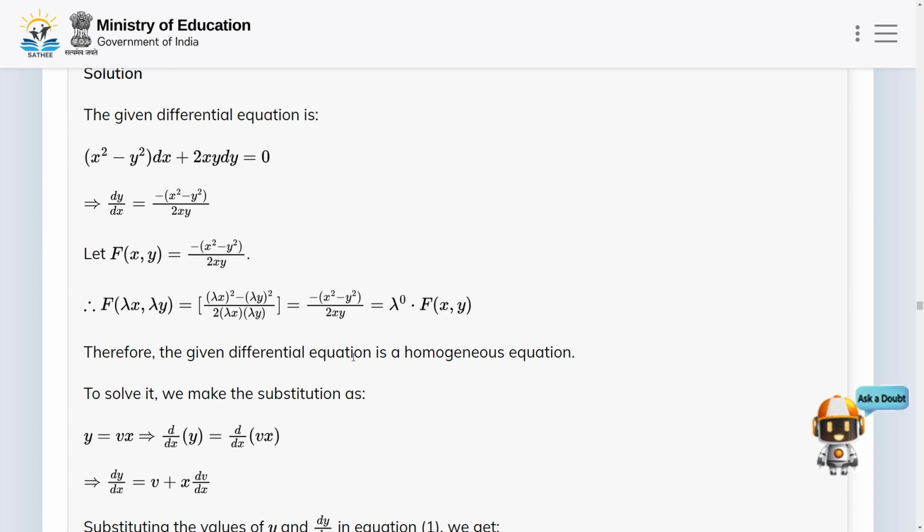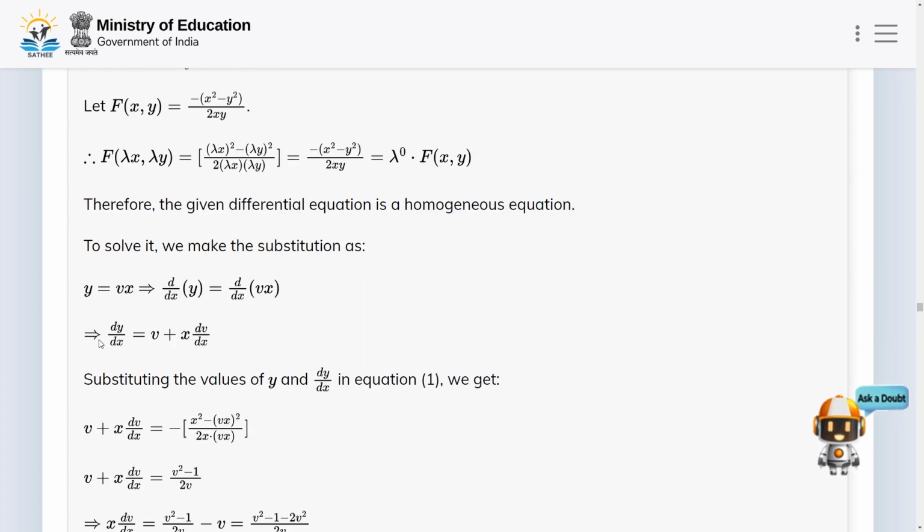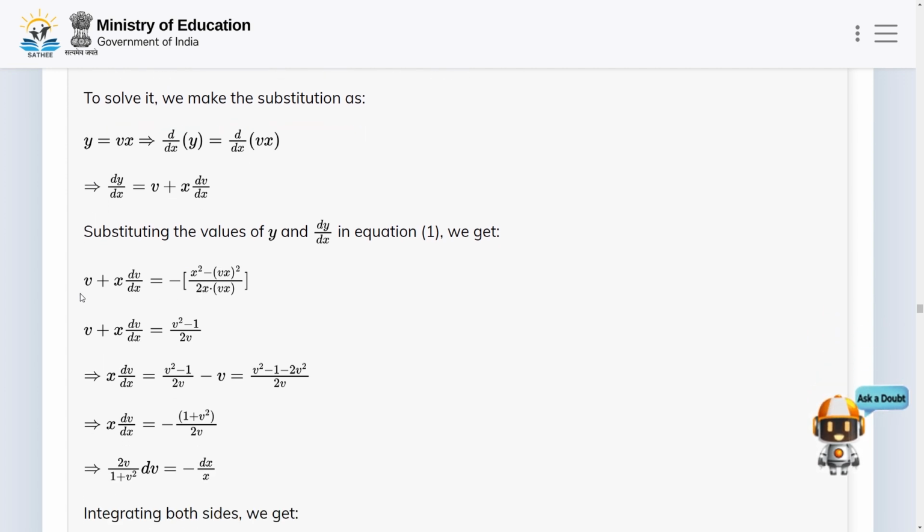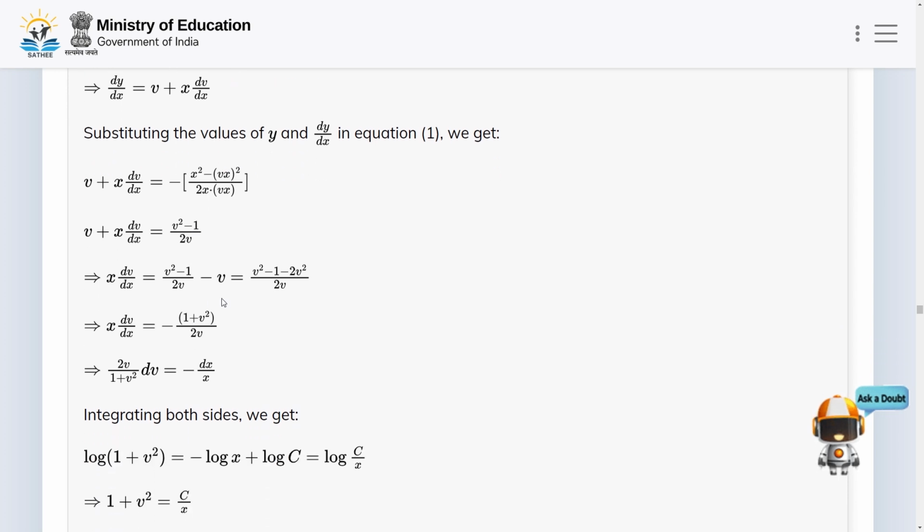Now substitute y is equal to vx. This gives you dy by dx is equal to v plus x dv by dx. Now you will have your differential equation in terms of v and x, which is v plus x dv by dx is equal to minus of x square minus vx whole square divided by 2x multiplied with vx. You can see that x square will be removed. You will have only v square minus 1 divided by 2v. Rearrange some terms. Use the method of separation.